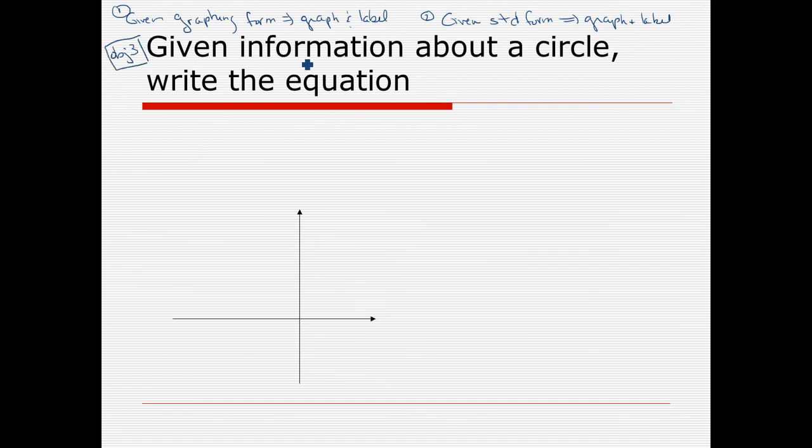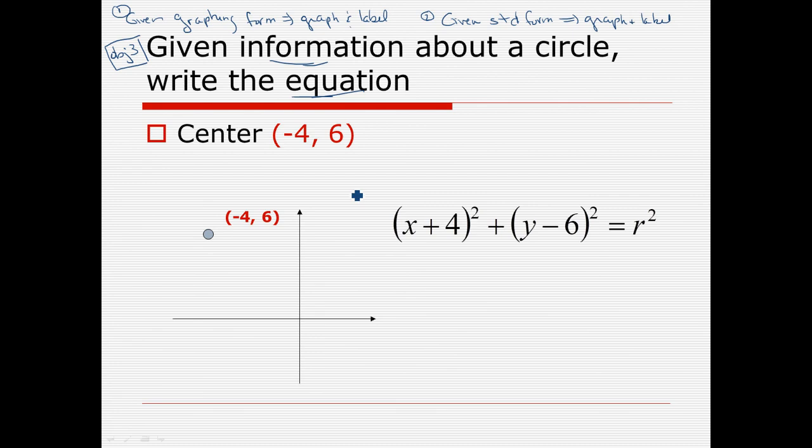Objective 3, given information about a circle, write the equation. So, given information, sometimes I might list it out, but sometimes it might be a drawing. For instance, what if I give you that the center is at negative 4, 6? If I haven't drawn it for you, I want you to draw it. Negative 4, 6. The next piece of information I give you is a point on the circumference.